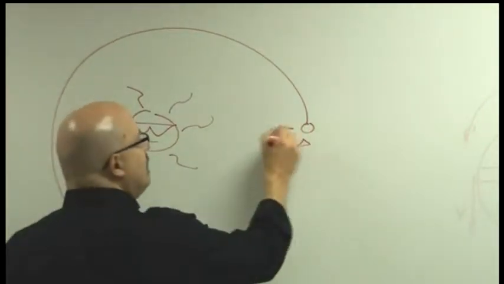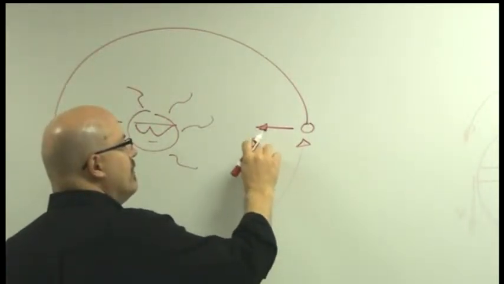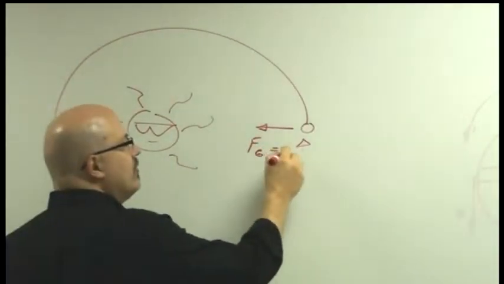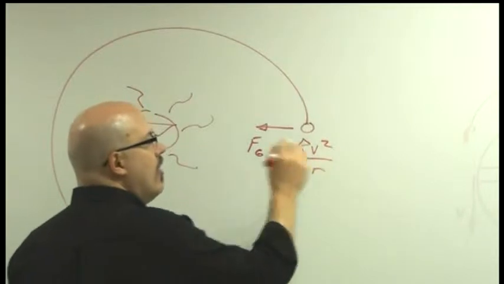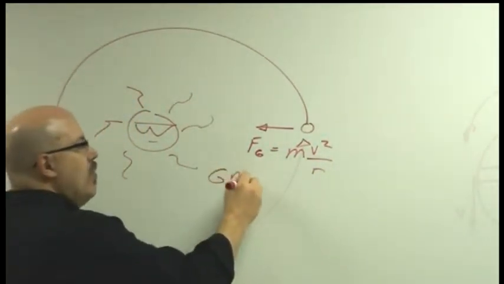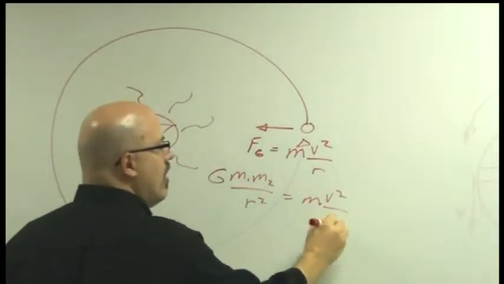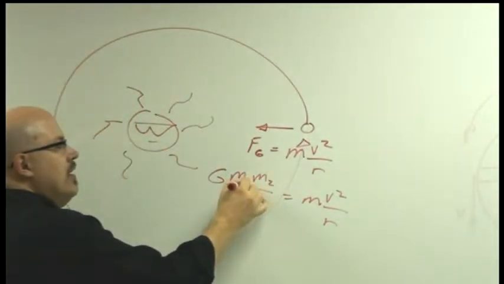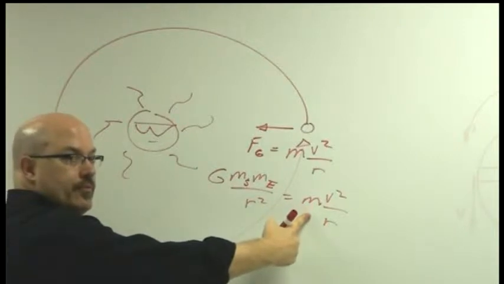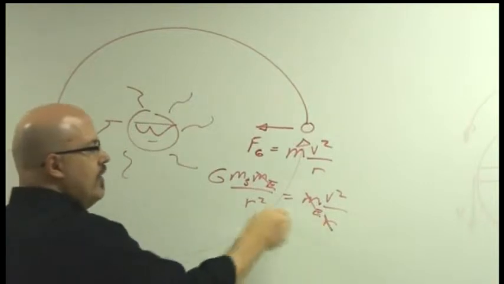then the force on the Earth is the force of gravity. But this is a centripetal force, which equals mv squared over r, right? The force of gravity then is big G m1 m2 over r squared equals mv squared over r. Now one of these is the sun and one of these is the Earth. This is the Earth, so the Earth goes away. And we're left with, one of the radii goes away.